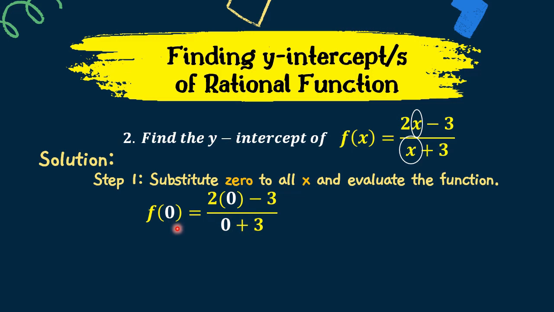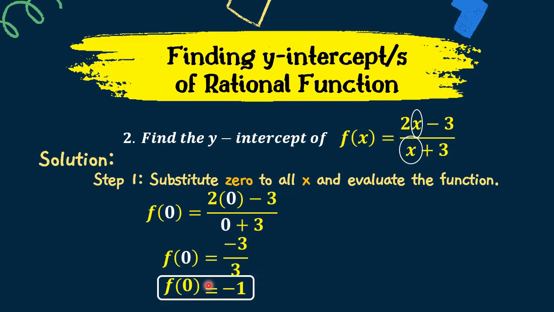The function of 0 is equal to (2 times 0 minus 3) divided by (0 plus 3). If you have noticed, you can't see any x anymore because it is substituted by 0. Next, we have to simplify. 2 times 0 is 0, and 0 minus 3 is equal to negative 3. 0 plus 3 is equal to positive 3. Simplify. Negative 3 divided by positive 3 is equal to negative 1. Therefore, when x is equal to 0, the value of the function is equal to negative 1. Therefore, the y-intercept is negative 1.